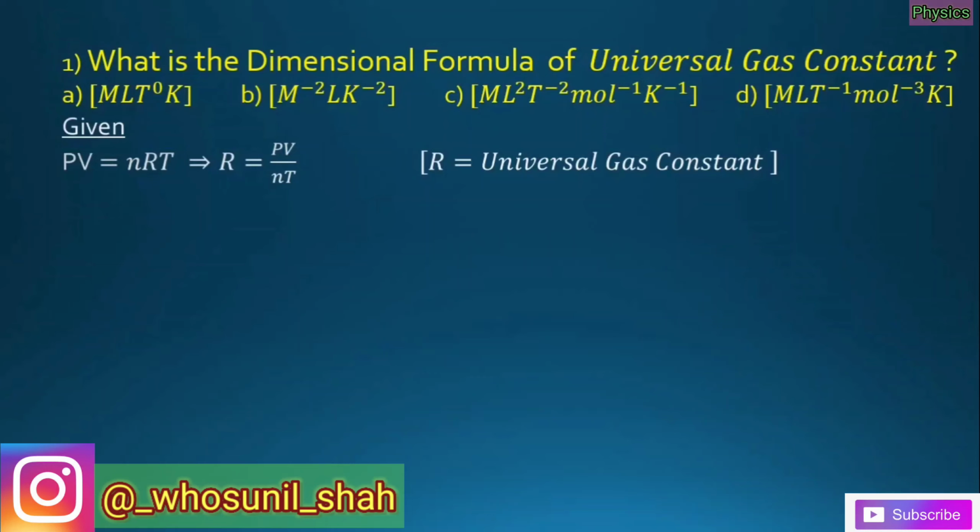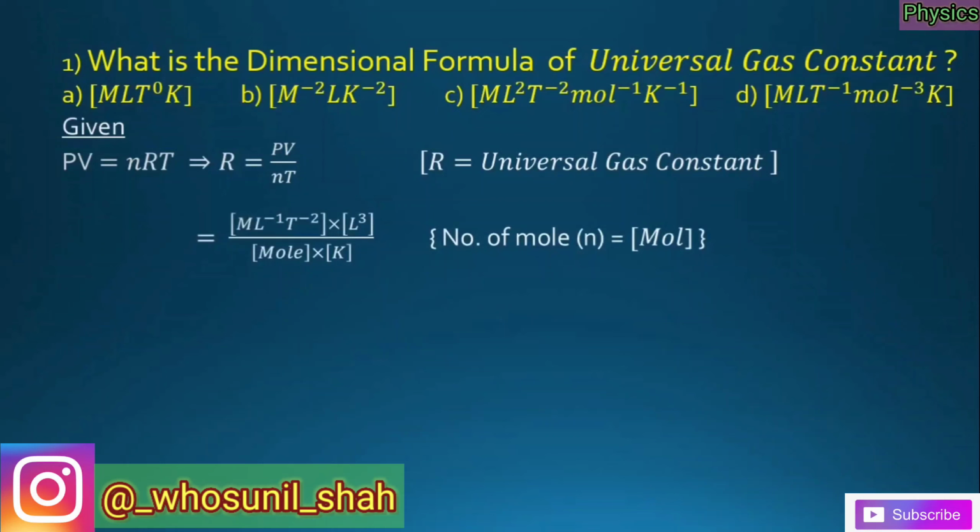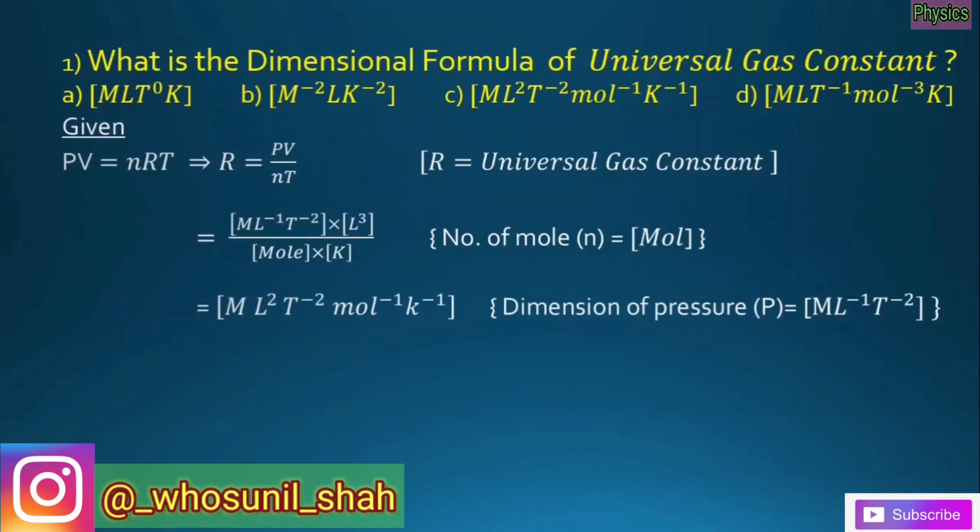Question number 1: what is the dimension formula of the universal gas constant? First of all, you have to know the formula, that is the ideal gas equation PV = nRT. Then you can write it in the form of R, and you have to know the dimension of pressure as ML^-1 T^-2, and of volume is L cube, and for the number of moles we have mole, and for temperature it is Kelvin. Then you will simplify and get ML^2 T^-2 per mole per Kelvin. Option C is the answer.